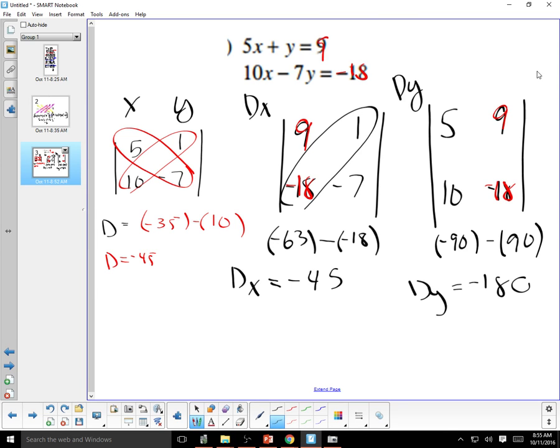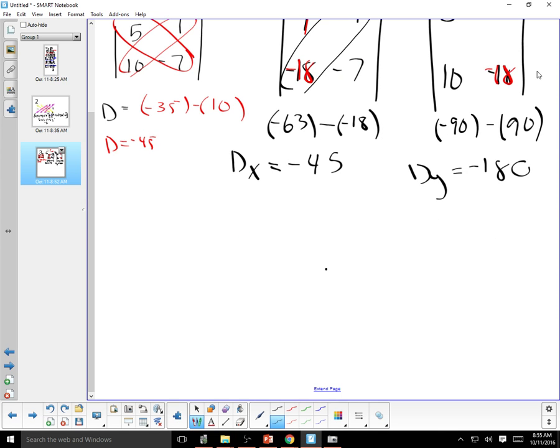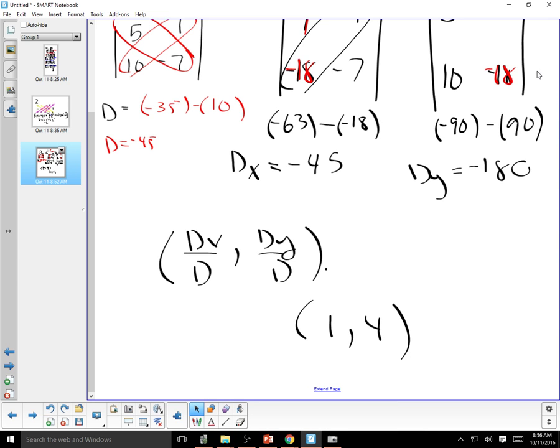Okay, so it goes like this. I got those 3 numbers, that's what I need. The solution is dx over d, dy over d. So -45 divided by -45 is 1. -180 divided by -45 is 4. There it is. We're done. That's how you solve a system using determinants.